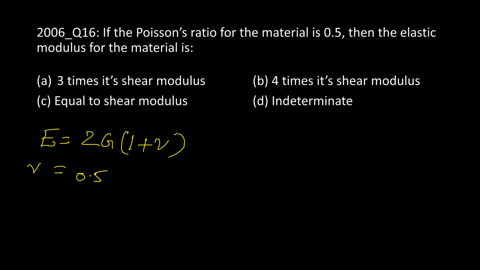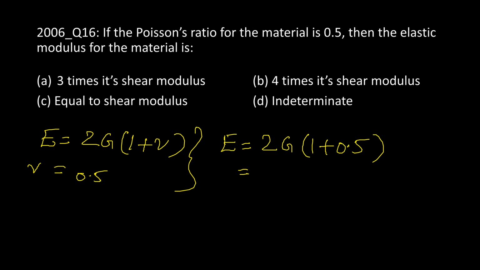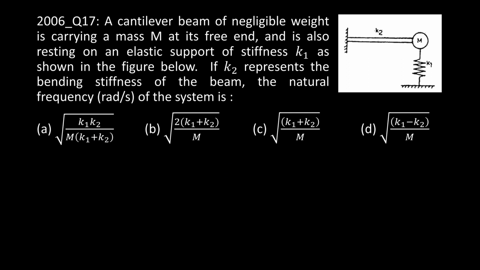So by substituting nu equals 0.5 in the equation, we will get 2G times (1 plus 0.5), that is equal to 1.5 times 2, that is 3G. E is equal to 3G, that is, the elastic modulus of the material is 3 times the shear modulus. The correct answer is option A, 3 times its shear modulus. Moving on to the next question.